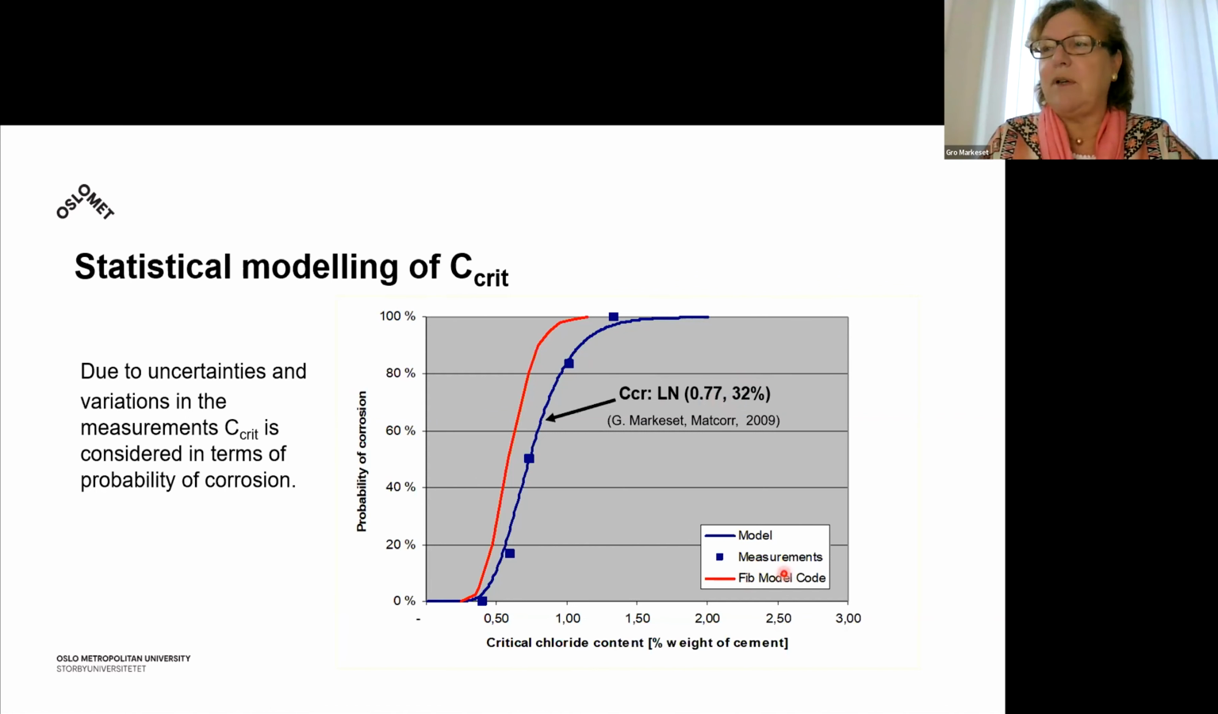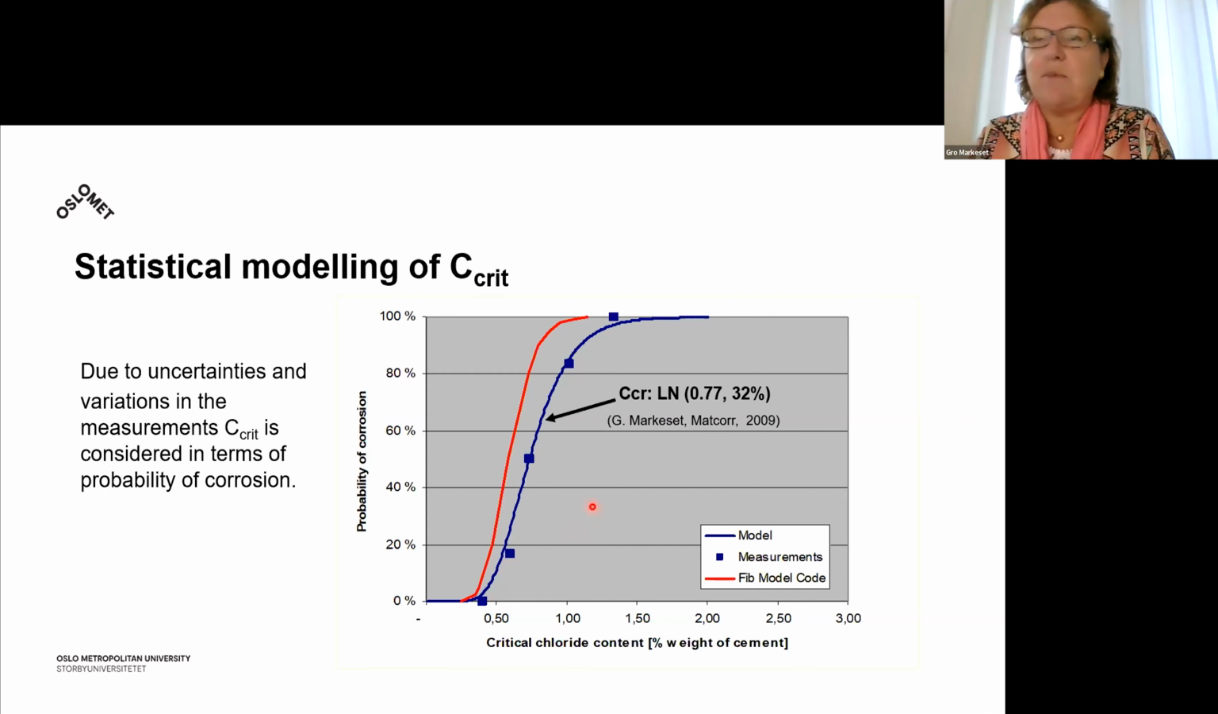And this is compared to the fib Model Code, shown here, shown several times also by Carmen. So it's not far from what is suggested in the fib Model Code, but those tests or examples used in the fib Model Code were, I think, mainly from laboratory tests. And this, of course, is obtained from one concrete structure, which will have the same concrete type and water cement ratio in the whole structure.